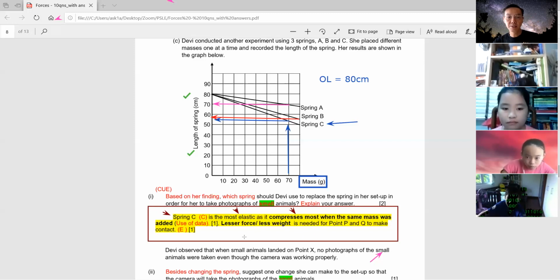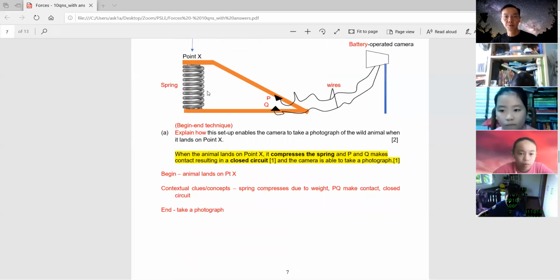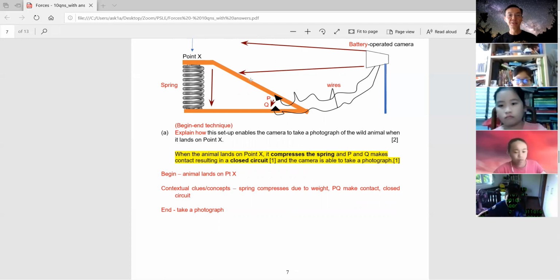Then the last part: less weight or less force is needed for point P and Q to make contact. Does it form the closed circuit? Understand? So you go back to the picture and see. Because if you use a least stiff spring, when you put on the weight, this can be compressed easily. So these 2 points will easily form a closed circuit. That's why they can capture the image of the animal here.